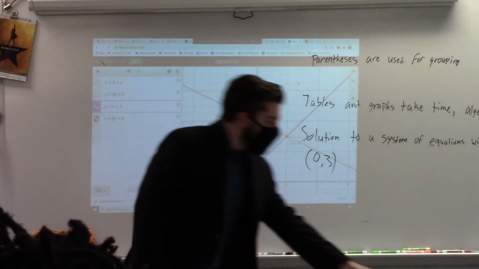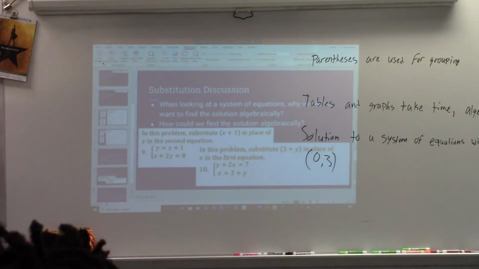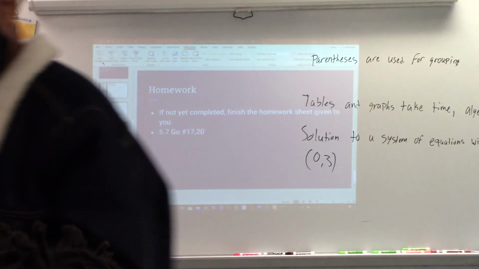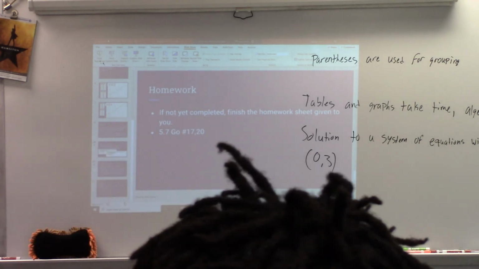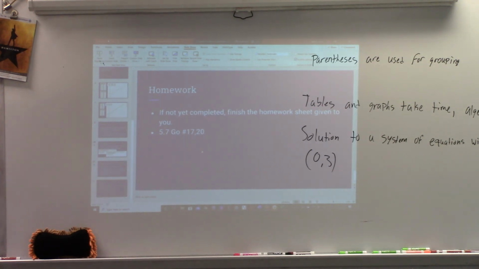Alright, so there it is. Here's your homework. Before that bell rings, I better see every single one of you with that homework ready tomorrow. Is that clear? The homework sheet is this sheet right here. Look, it says homework, it has 2 problems. You should all have it. If not, you can take an extra copy. And then also 5.7, number 17 and 20.